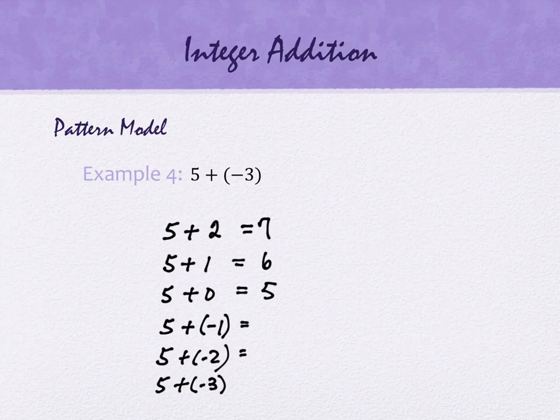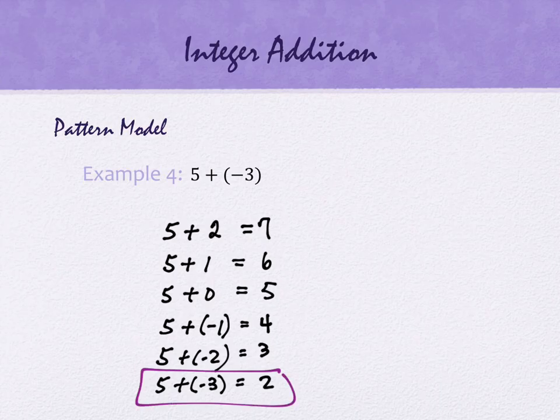And what will happen is that the pattern that was established on the right-hand side continues. It went 7, 6, 5. It goes 4, 3, 2. So down here at the bottom, we also have yet another way of showing that 5 and negative 3 add together to be 2. Okay? So these are the different methods that we have.